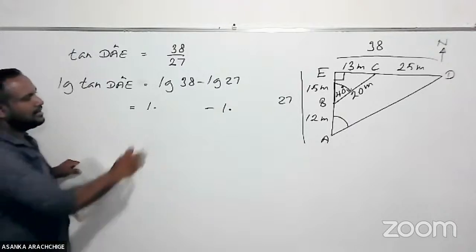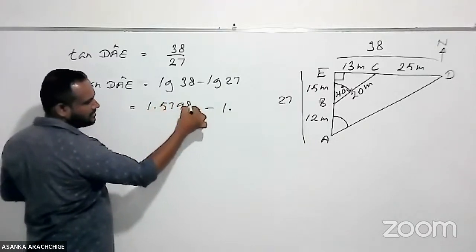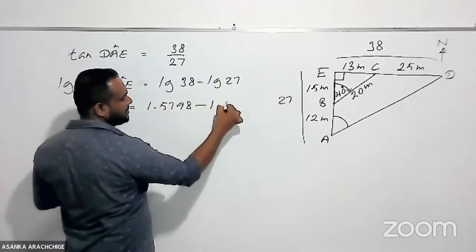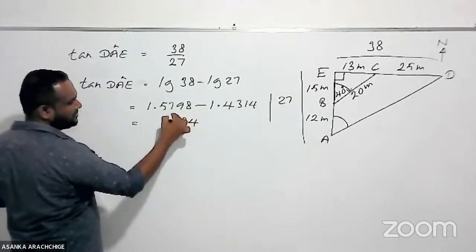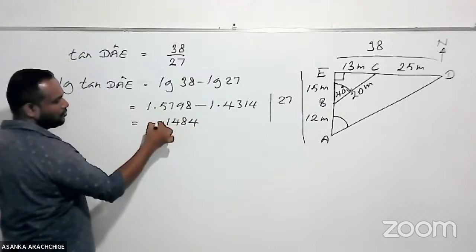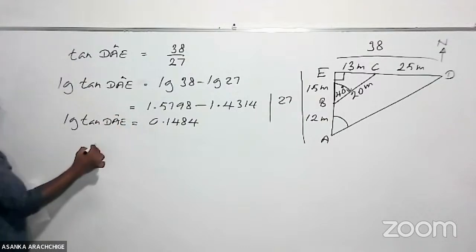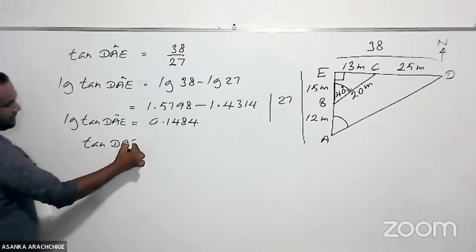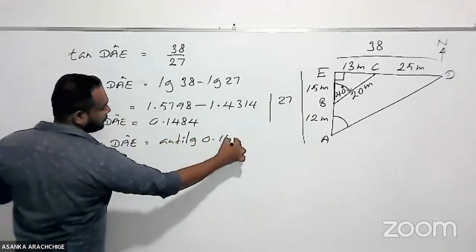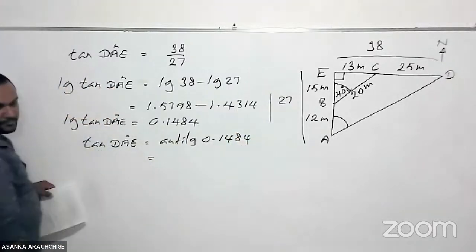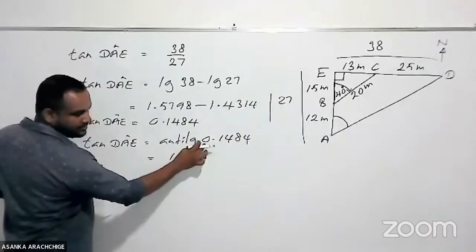Here, for 38, the mantissa is 5798. Then for 27, 4314. Now subtract. What is this? This is lg tan DAE. Therefore, tan DAE must be equal to the anti-logarithm of 0.1484. So what is that? 1408. And the characteristic is 0.